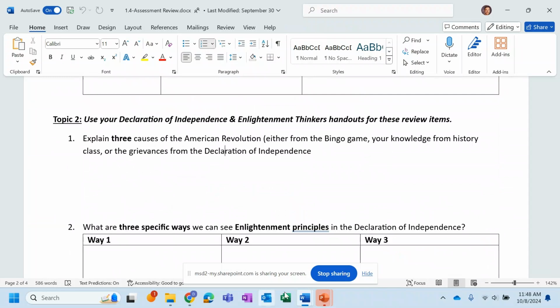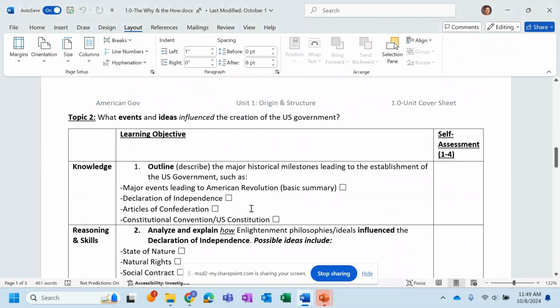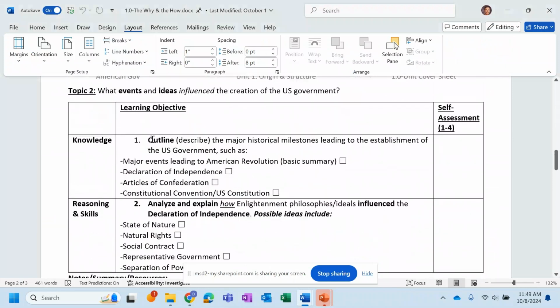The first thing we did in government for topic 2, if you go on topic 2, not the first thing actually, kind of the second thing, but this objective is just a knowledge objective. It's outline or describe the major historical milestones leading to the establishment of the government. Here they are. Do you know the major things that led to the American Revolution? It's not a rehash of your history class. You just need to know some basic things that the colonists were upset about.